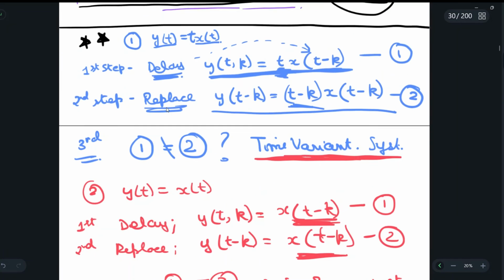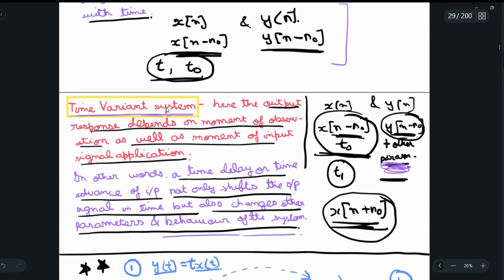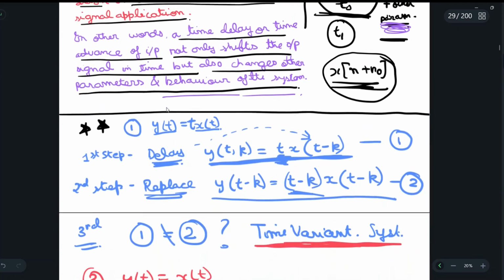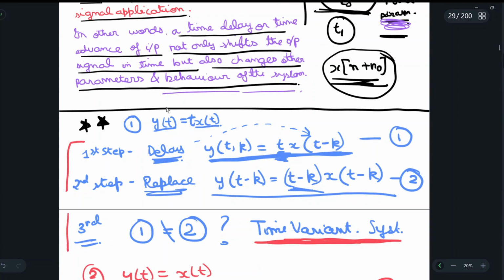So guys, I hope you are making notes along with me, and please write these definitions. These are very important as they will be asked in your exam. And these are the simple 3 steps that you have to follow in order to find whether a system is time invariant or time variant.